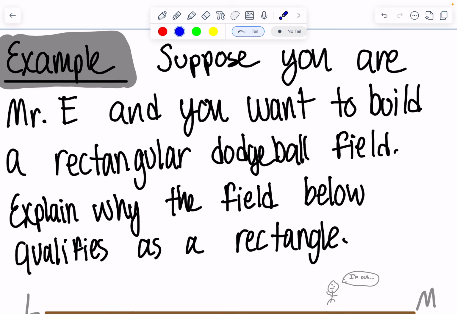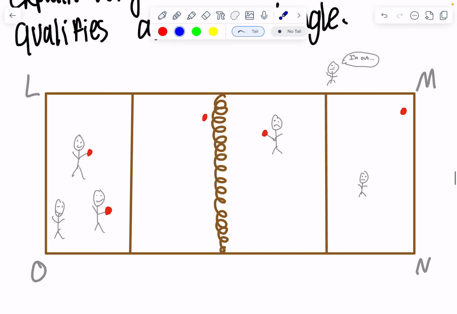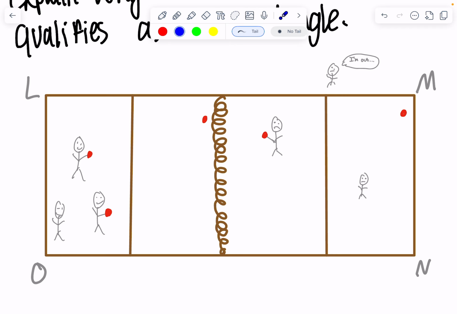I did some research and found out that dodgeball fields to play professional games on have a lot of really strict requirements. First of all, this field has to be a rectangle. Why? I don't know. Some dodgeball committee probably decided that. But our goal here is to explain why the field that I have drawn below qualifies as a rectangle. Here's a picture of the field. Again, it's not drawn to scale. This was a picture I found online, and then I just kind of traced it.